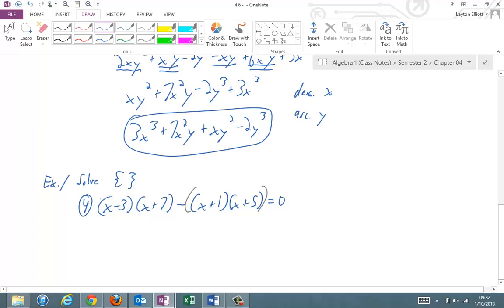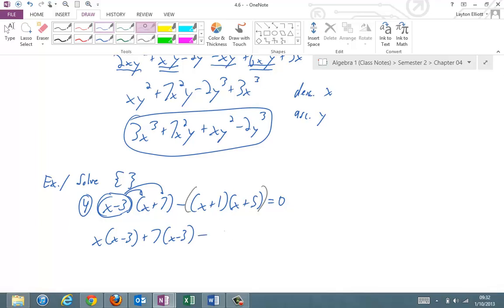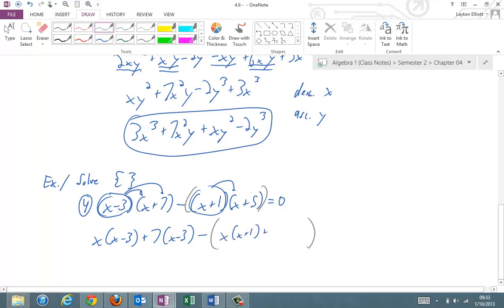we're going to go x minus 3 times x. So I have x times x minus 3, then x minus 3 times 7, minus, then I'm going to do a giant set of parentheses, go x plus 1 times x, so x times x plus 1, plus, and then 5 times x plus 1 equals 0.